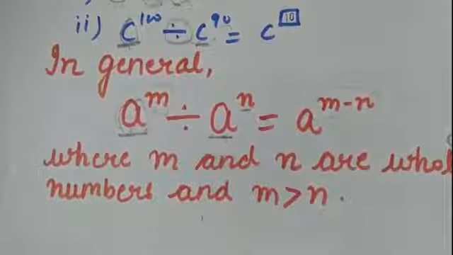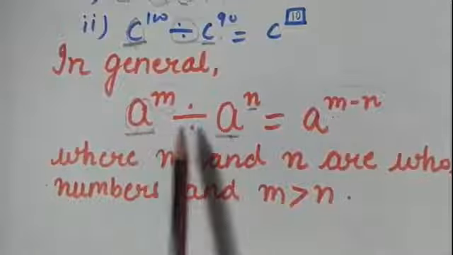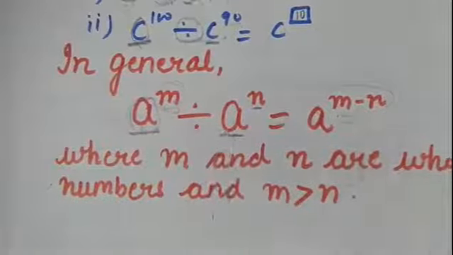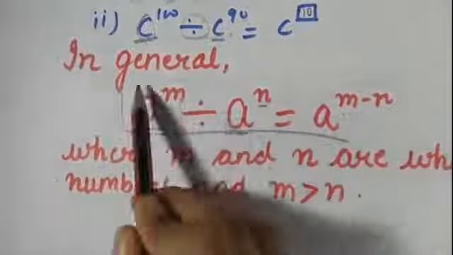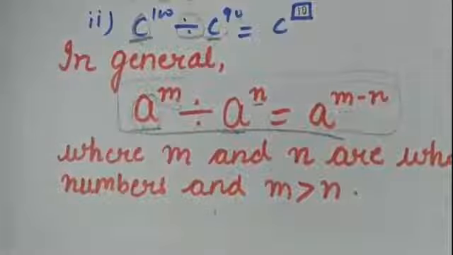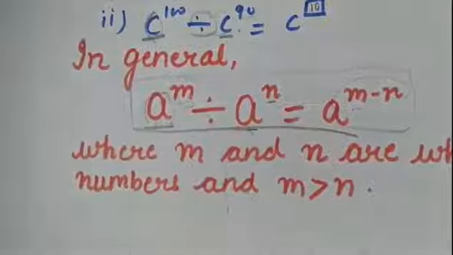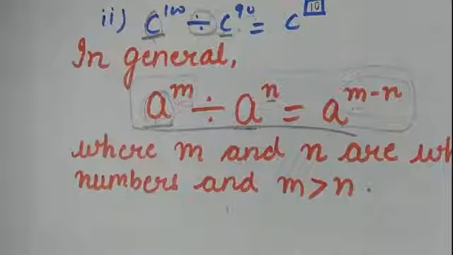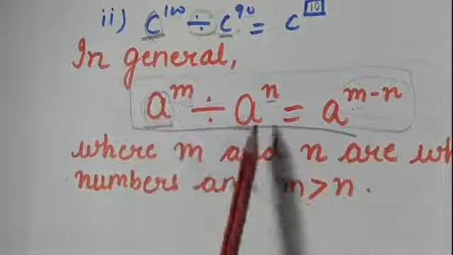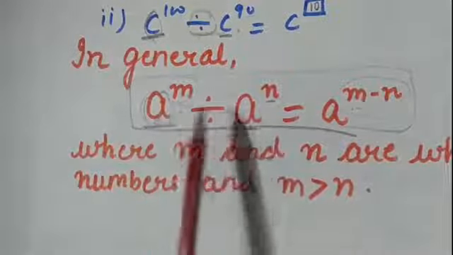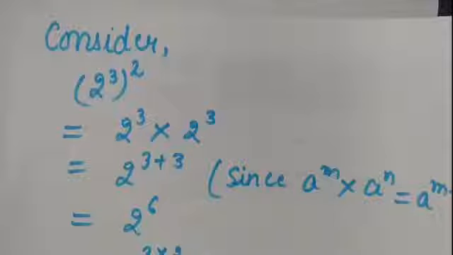So this is our second rule. Whenever you are dividing any two exponential numbers having the same base, the powers get subtracted. So this is our second law of exponent. In the first law, what have we learned? We have learned that if we are multiplying any two exponential numbers having the same base, then the powers get added. And here in the second law, if we are dividing any two exponential numbers having the same base, then the powers get subtracted. This is our second law.